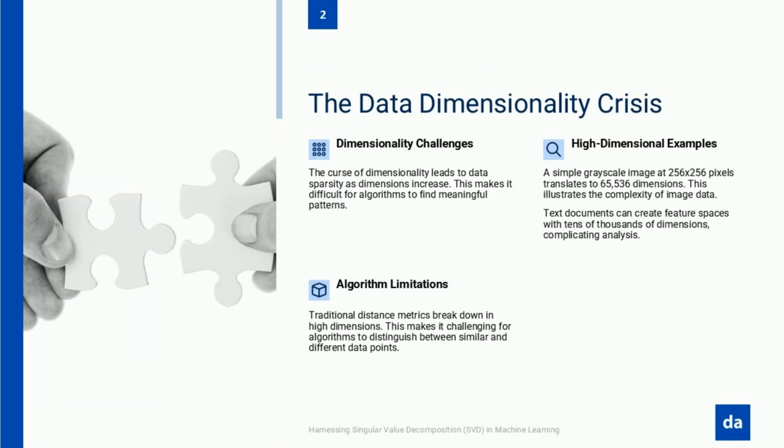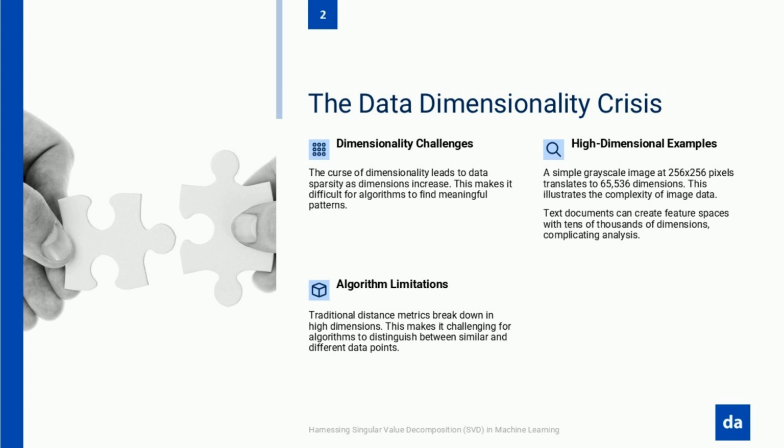What if I told you the biggest challenge in modern machine learning isn't algorithms or computing power, but something far more fundamental? As our datasets grow larger and more complex, we're facing what experts call the curse of dimensionality, a phenomenon that silently undermines even the most sophisticated machine learning systems.